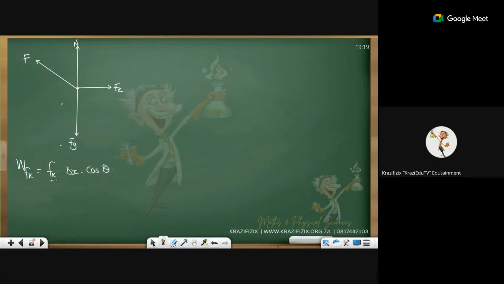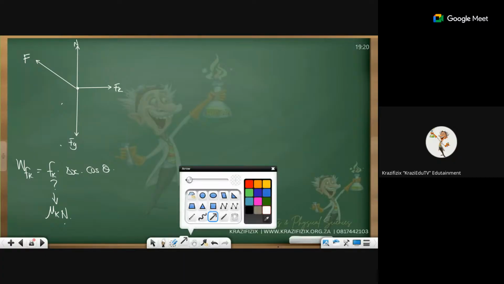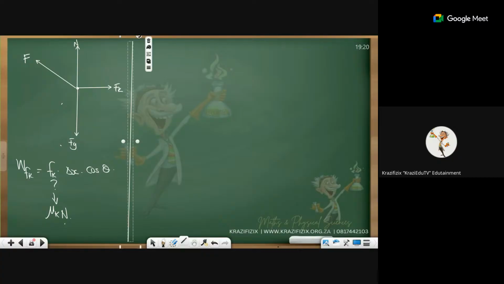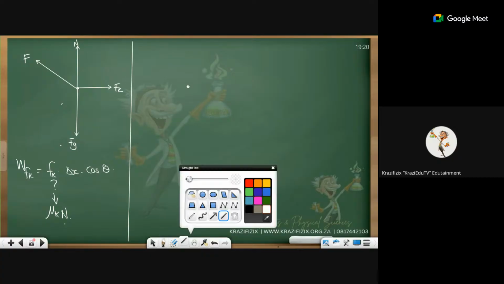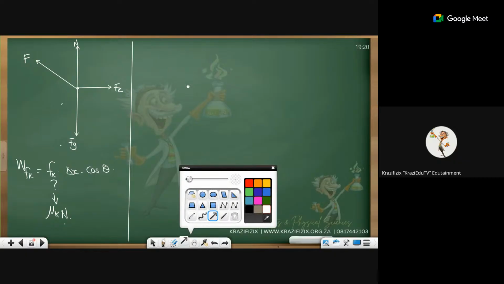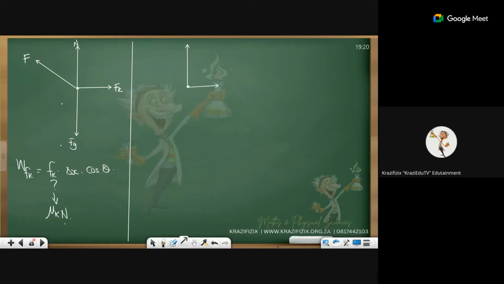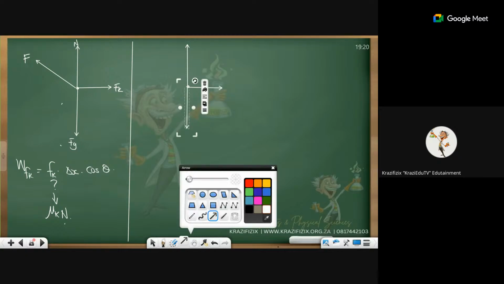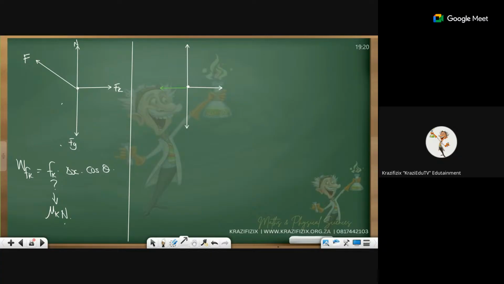But the question is, what is frictional force? Frictional force is mu K N. What is N? Can you see the progression of the question? I cannot deal with N until I resolve this. So let's quickly resolve. What do I have? I have my normal force there. I have my friction. I have my FG. What's going to happen to this applied? It's going to go left and up.